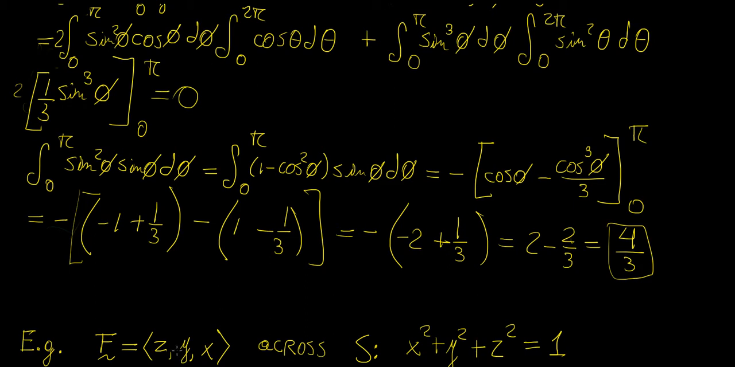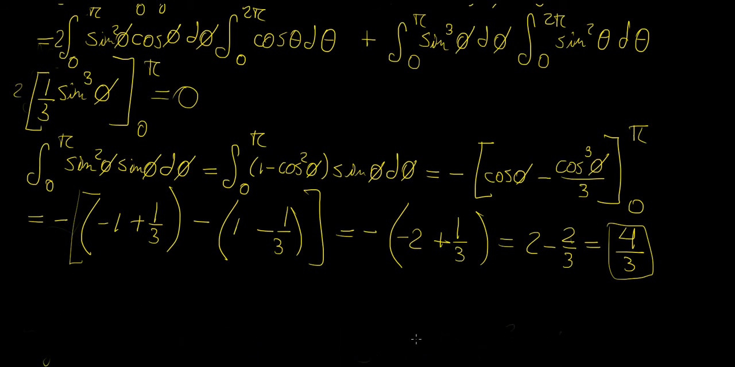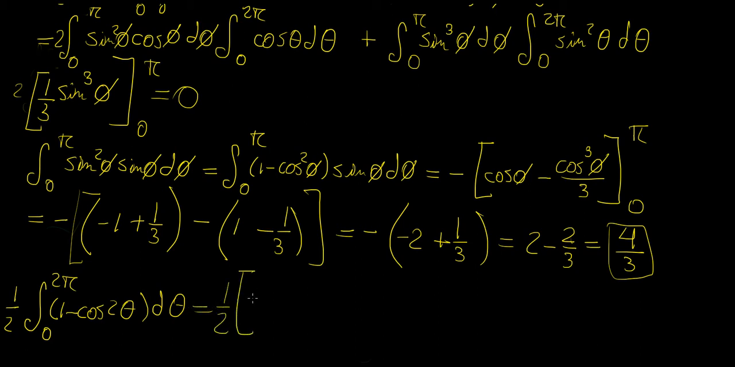Okay, and then finally, let's just clear this here. We have this integral here, which is going to be half of 1 minus cosine 2 theta d theta from 0 to 2 pi, which is half of the following. We have theta minus half of sine 2 theta, and since it's going from 0 to 2 pi, this is going to be 0 for both cases, so we're left with pi.